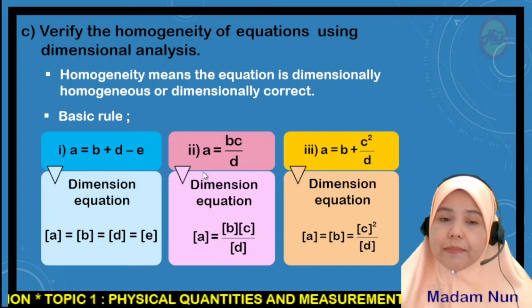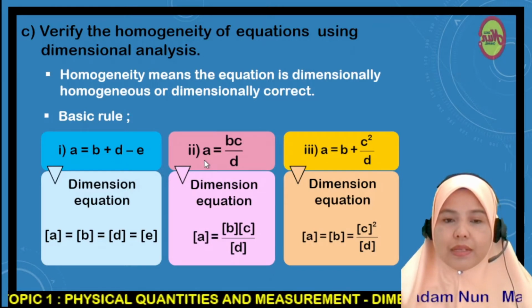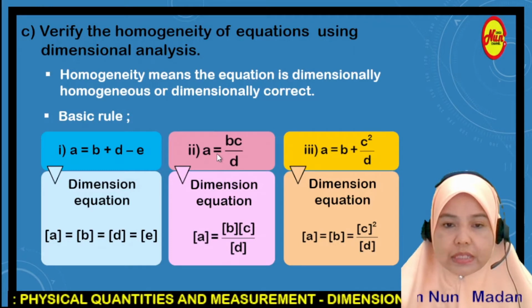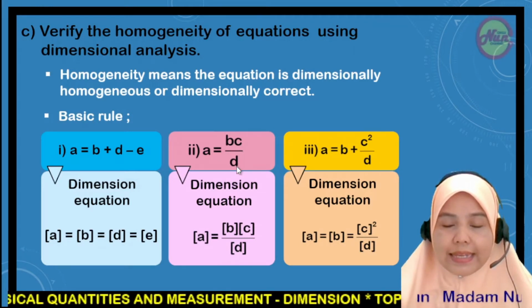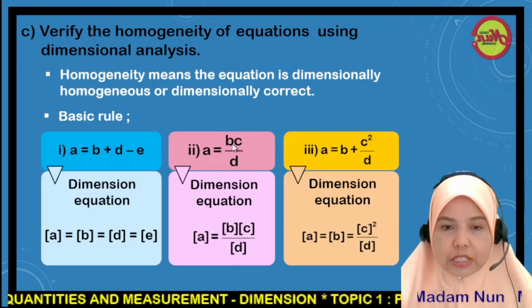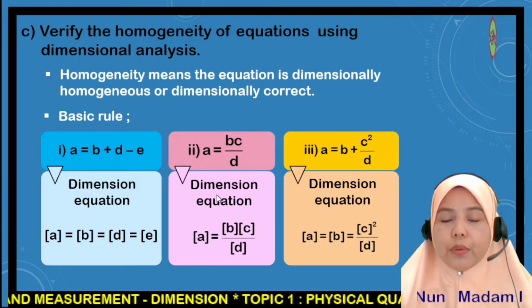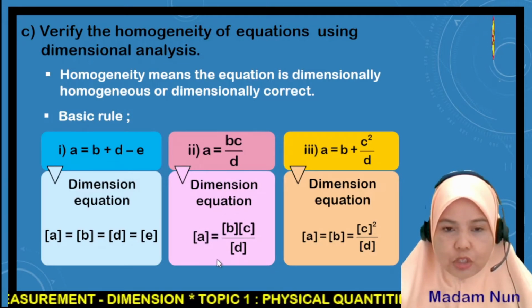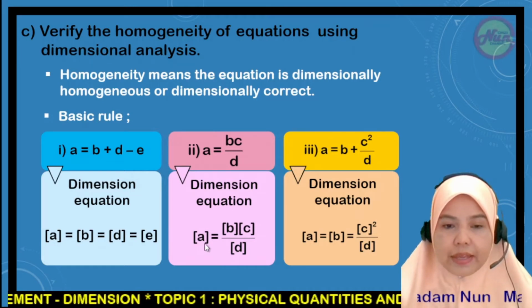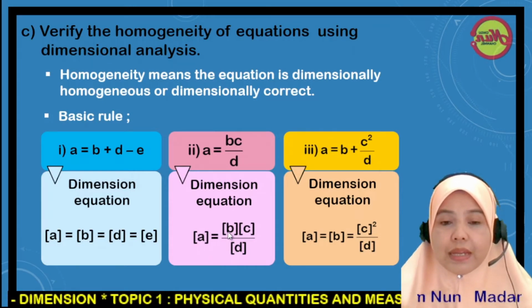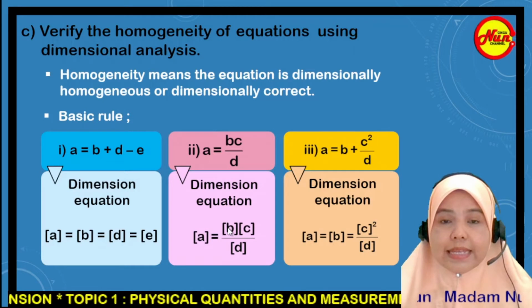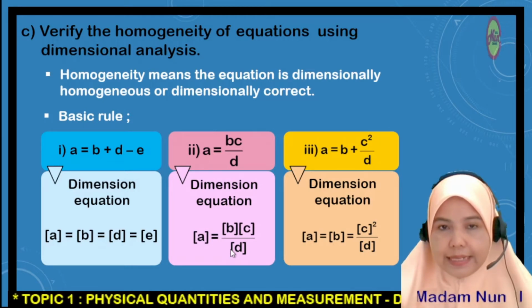For the second basic rule, if we have an equation such as A equals BC over D, this is a multiplication and division operation. For this rule, the way we write down the dimension is as shown, where the dimension of A is equal to the dimension of B times the dimension of C divided by the dimension of D.